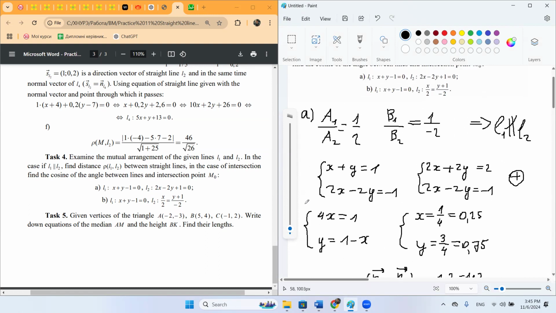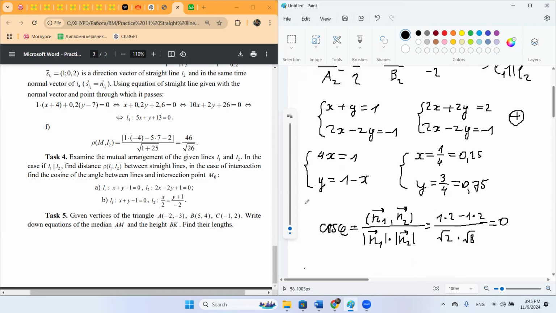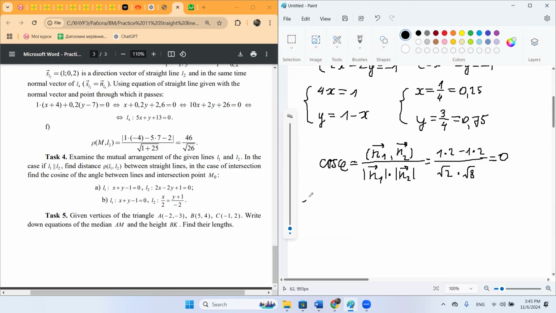Okay, any questions about this task or no questions? Okay, no questions, so moving to section B, and after that we will have a break.